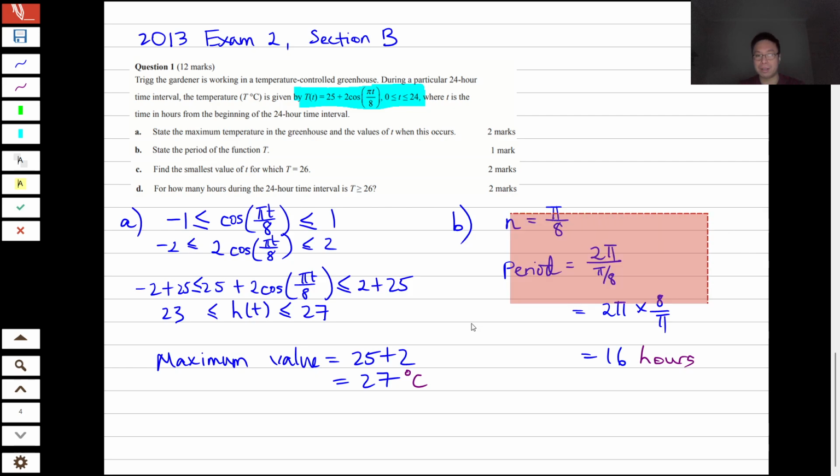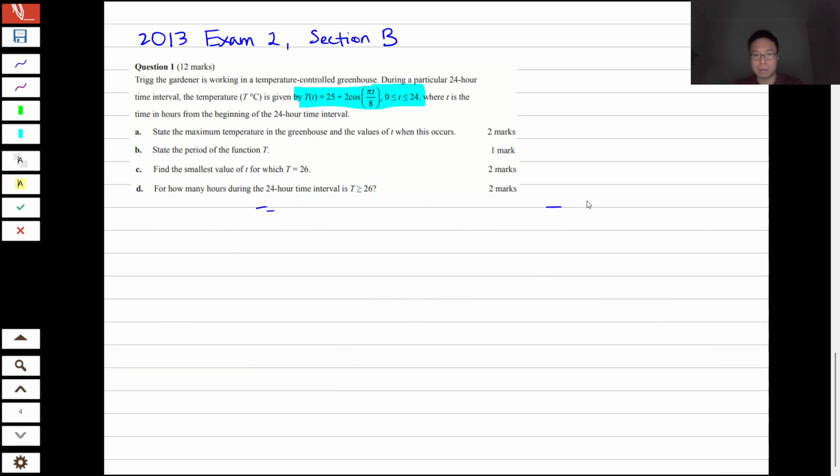So now we'll do part C and D. Okay, part C, find the smallest value of t for which capital T is 26. So essentially, I want to solve this equation. 25 plus 2 cosine of pi t on 8 equals 26. Now, this is exam 2, so I'd be tempted to just shove this into the CAS calculator and get it to give me an answer.